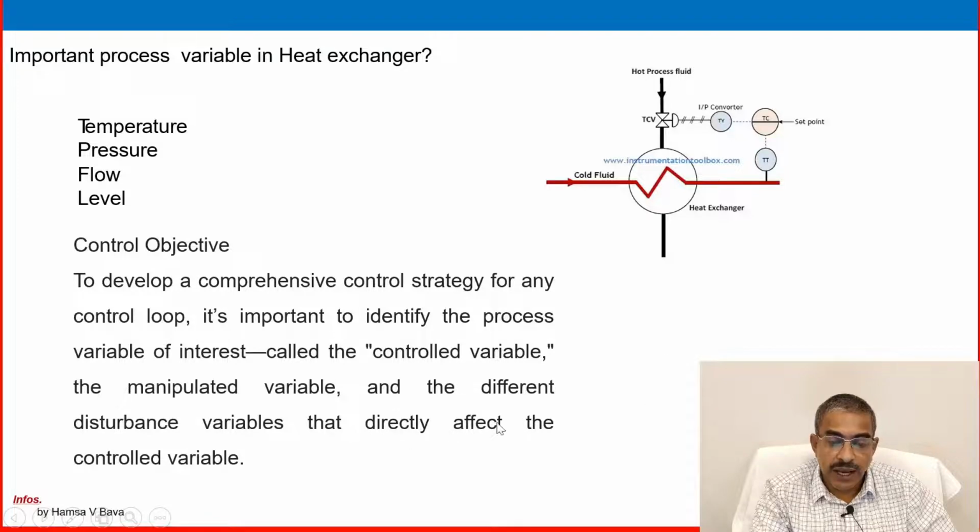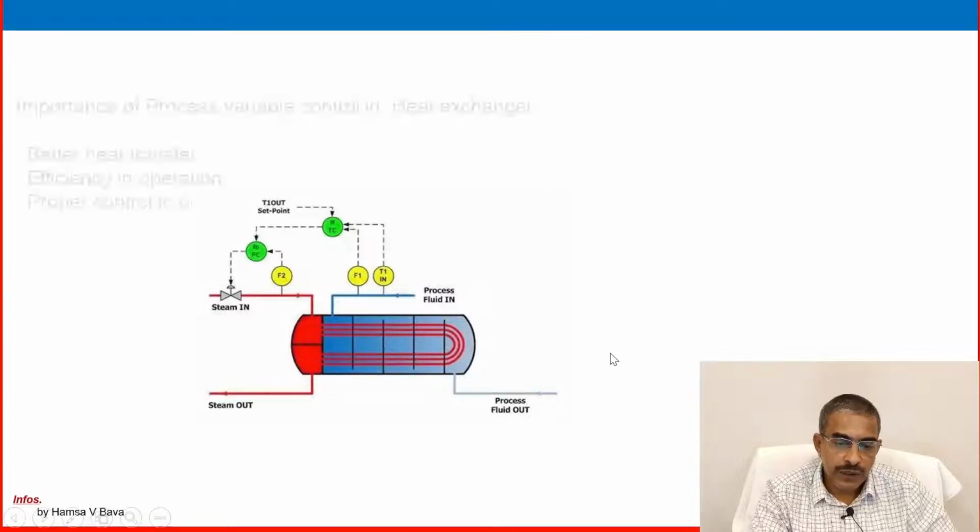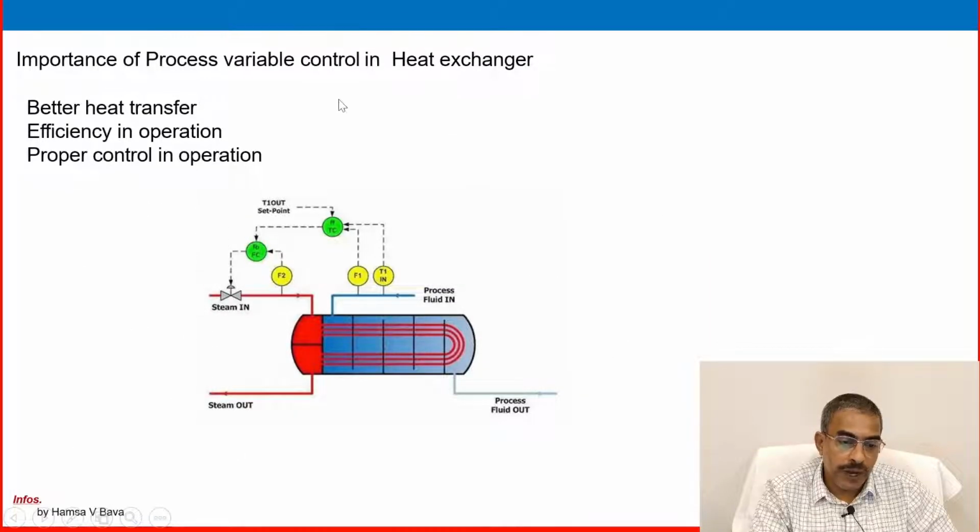We need to know these parameters specifically, and only then can we design an efficient control loop. The importance of process variable control in heat exchanger is better heat transfer, efficiency in operation, and proper control in operation. Heat exchanger is a critical equipment. Temperature increasing or decreasing is a difficult process to control. If temperature goes out of control, a difficult or hazardous situation can arise. So controlling is very important in heat exchanger.